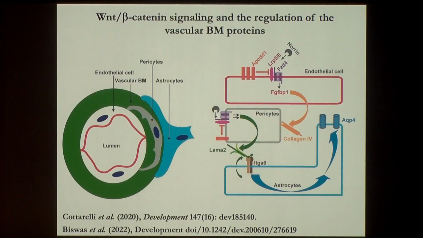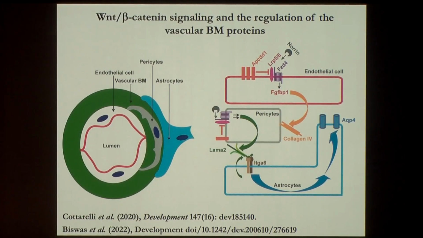Overall, this data suggests that in addition to the roles that we have known and accepted for canonical Wnt signaling, in the regulation of tight junctions and the suppression of transcytosis, something to consider is that maybe at the neurovascular unit, Wnt signaling is doing a little bit more and playing a role in the regulation of the vascular basement membrane proteins. Through a collaboration with Elisabetta Dejana, we had shown before that in endothelial cells, the activation of Wnt beta-catenin signaling induces expression of the transcript FGFBP1, which is required not for the expression, but for the deposition of collagen 4 in the basement membrane.